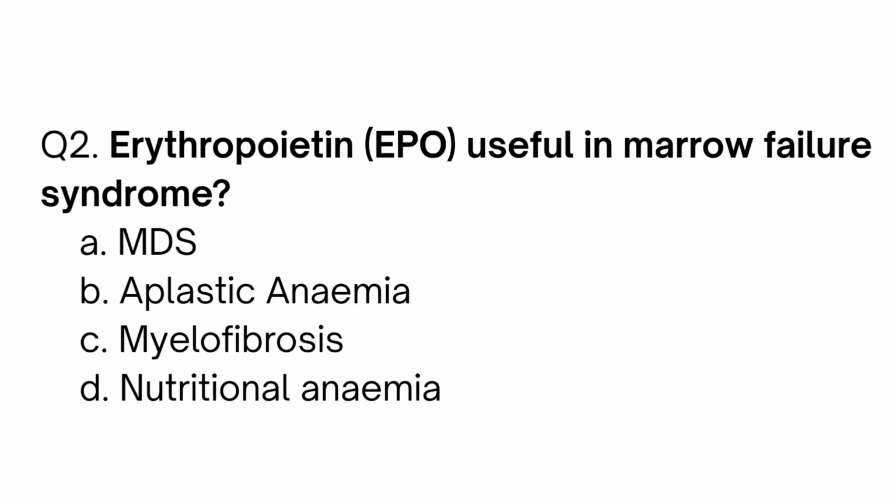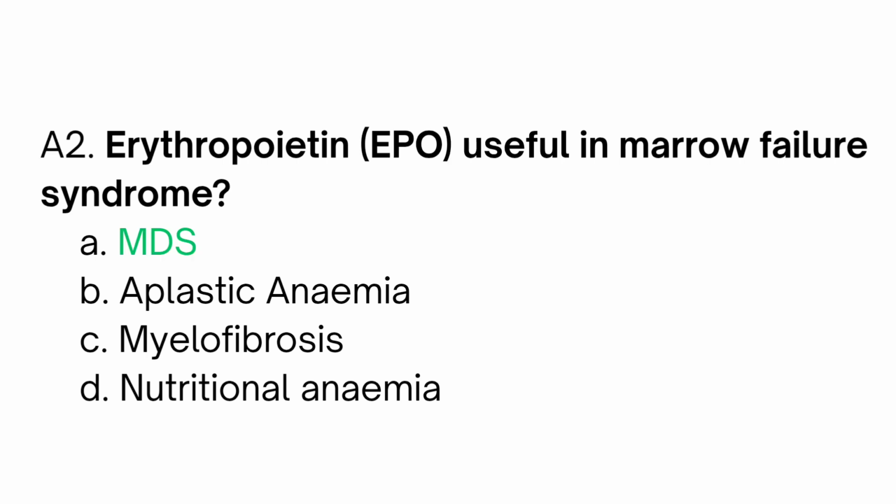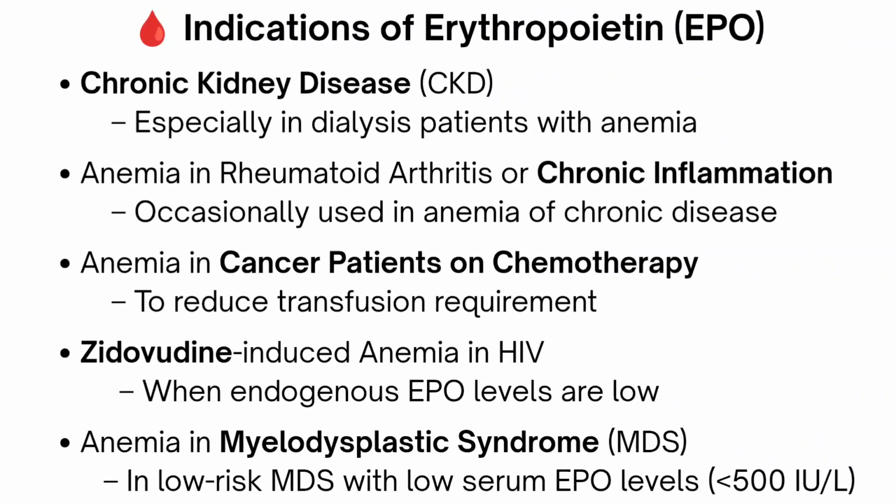Now let's go to the second question. Erythropoietin is useful in which of the marrow failure syndromes? The answer is myelodysplastic syndrome. So you have to know the FDA approved indications of erythropoietin. These are chronic kidney disease, especially patients on dialysis with anemia, anemia of chronic inflammation like rheumatoid arthritis, anemia in cancer patients on chemotherapy, zidovudine induced anemia in HIV patients, and anemia in myelodysplastic syndrome in low risk MDS with low serum erythropoietin level.